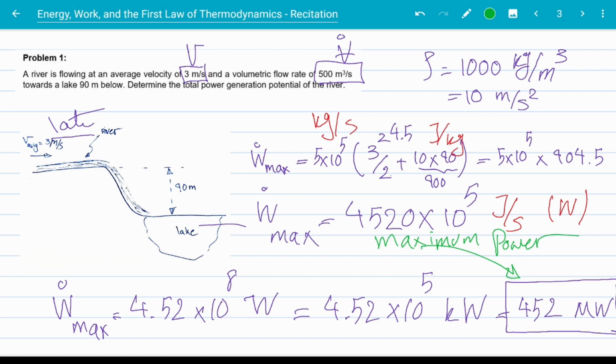Another thing to pay attention to is that here in the mechanical energy equation, this represents the kinetic energy of the fluid, whereas this number represents the potential energy. As you can see, the potential energy is way larger than the kinetic energy. So sometimes in our calculations, it is all right to neglect the kinetic energy.